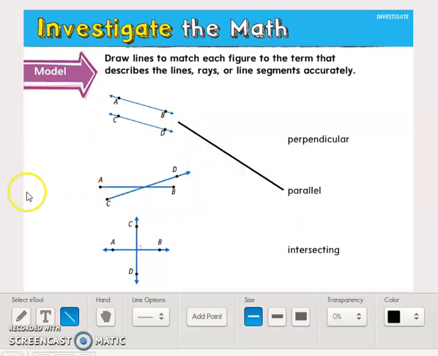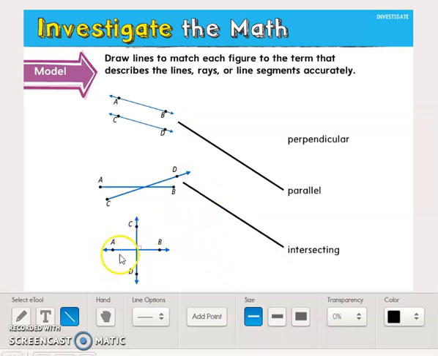And then here I have two lines that cross each other, which I know means intersecting. But before I just say intersecting, I need to make sure that they're not also perpendicular. Because remember, perpendicular are also two sets of intersecting lines, but they intersect at a 90-degree angle. And if I look at this, I can definitely tell it's not 90 degrees. So that would mean that this ray and line segment are intersecting.